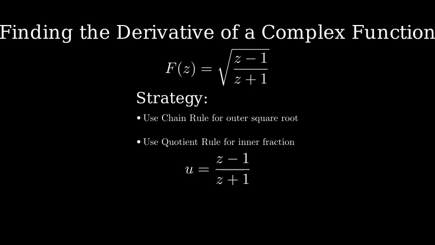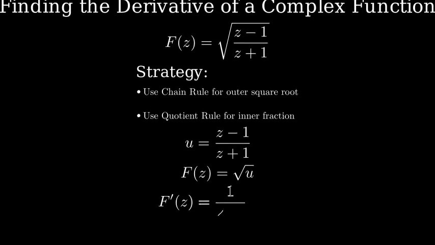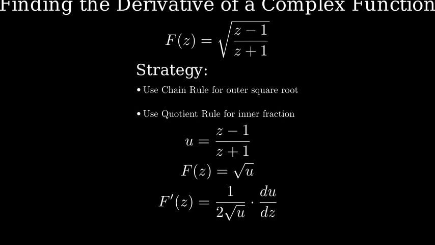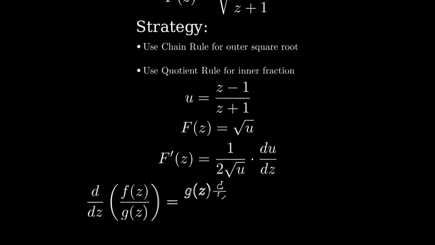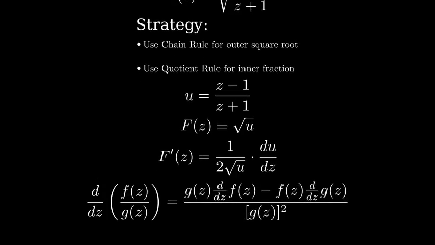Let's start with the chain rule. If we let u equal the fraction inside the square root, we can rewrite our function as f of z equals the square root of u. By the chain rule, the derivative will be 1 over 2 times the square root of u times the derivative of u with respect to z. Now, we need to find du/dz using the quotient rule.